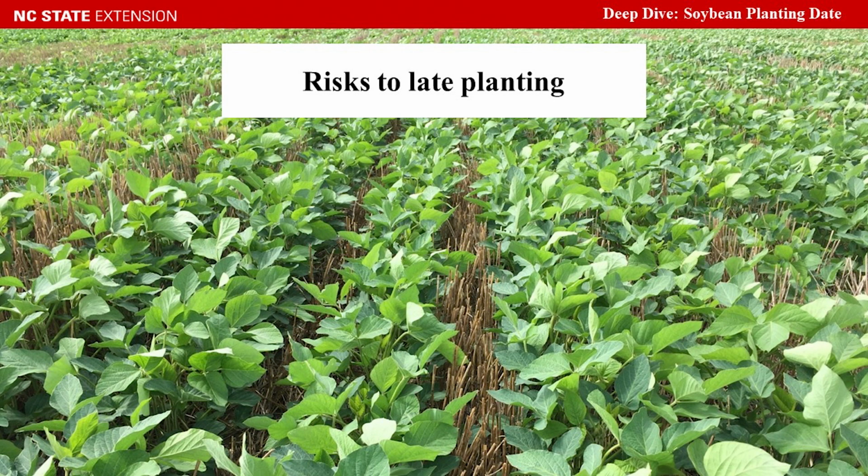I spent a lot of time talking about the risks of early planting. If you look at that curve, we've got what we call a quadratic curve. Yields are lower when you plant early, yields are lower when you plant too late. What's the risk of planting too late?